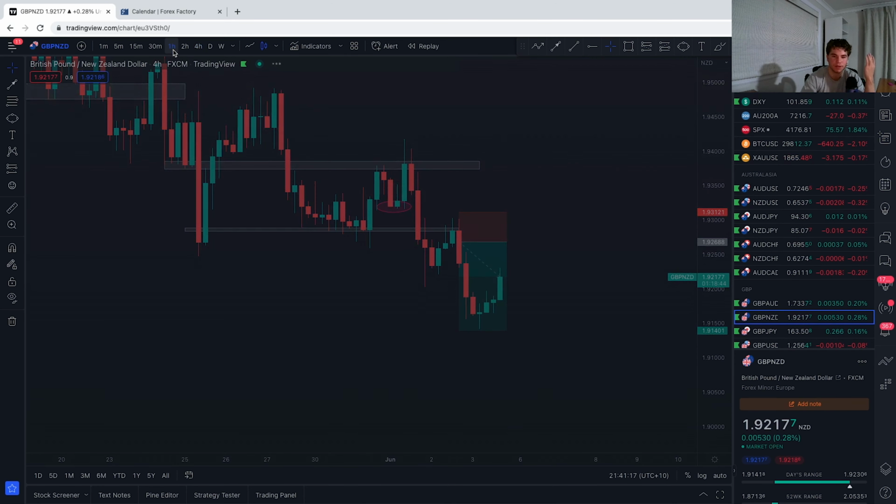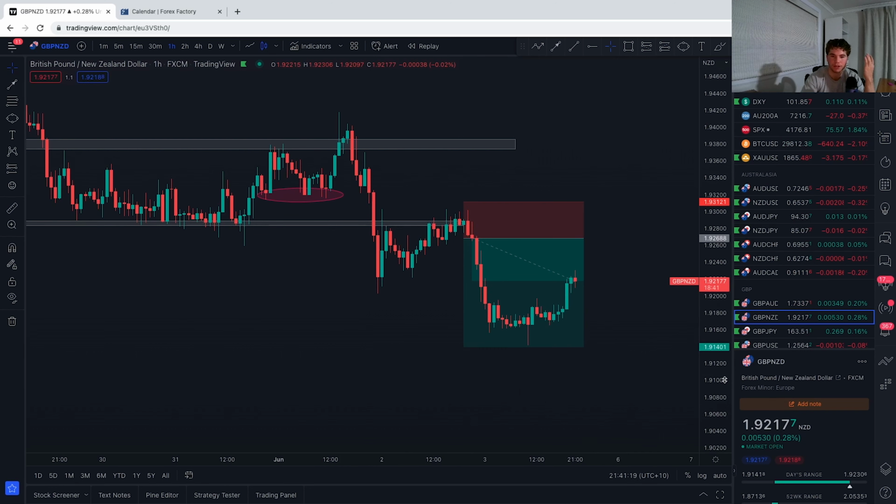Just for interest's sake, you can see on the 1H, we have wick rejections and a double top, and that's my entry signal. I can't believe we didn't hit take profit, but that's how trading goes.